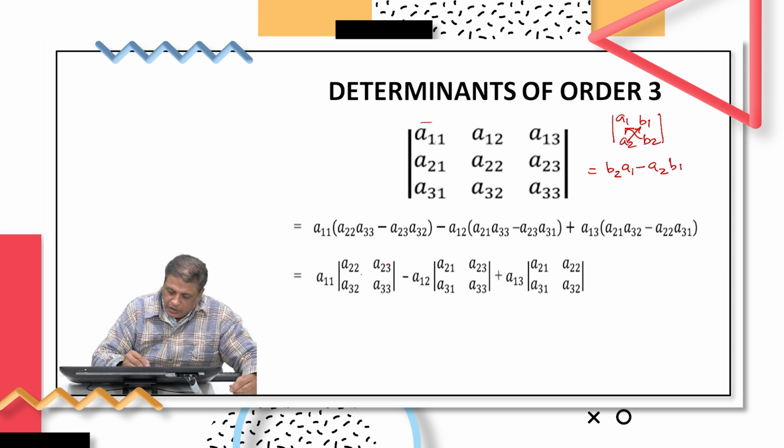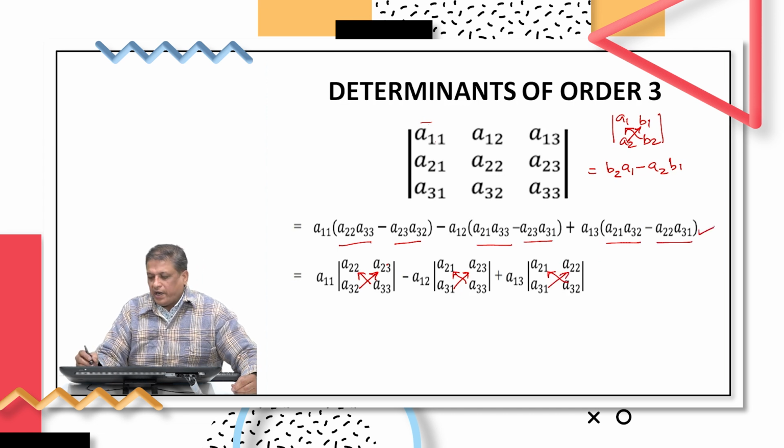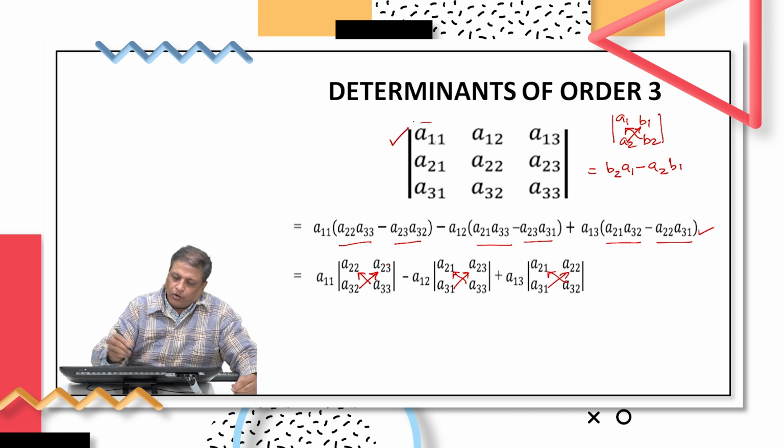So this into this minus this into this. So a22 into a33 minus a32 into a23. Similarly, this into this minus this into this. So a33 into a21 minus a13 into a23. Similarly, a32 into a21 minus a31 into a22. So this is the final solution of the determinant of order 3.